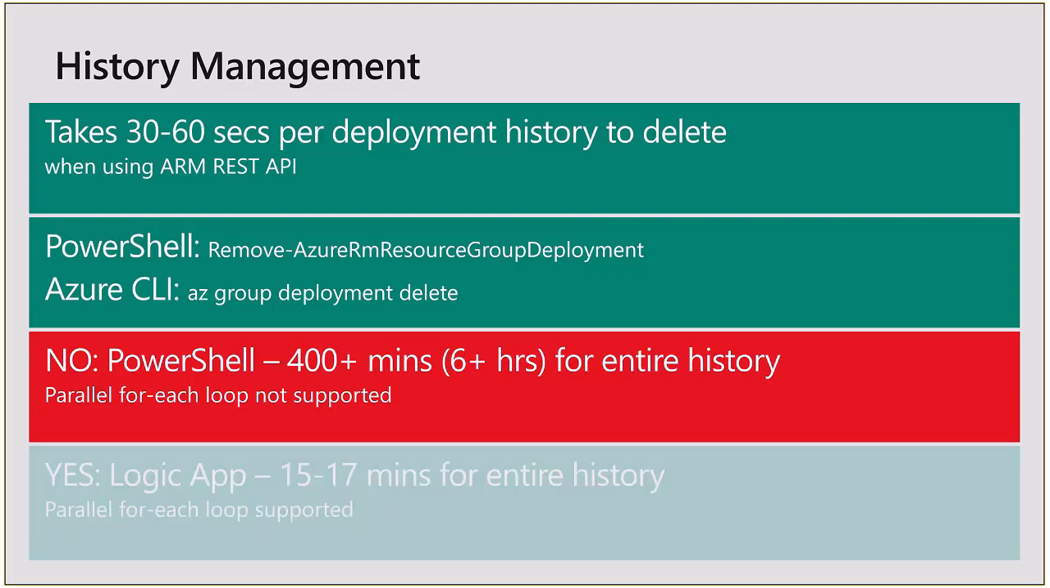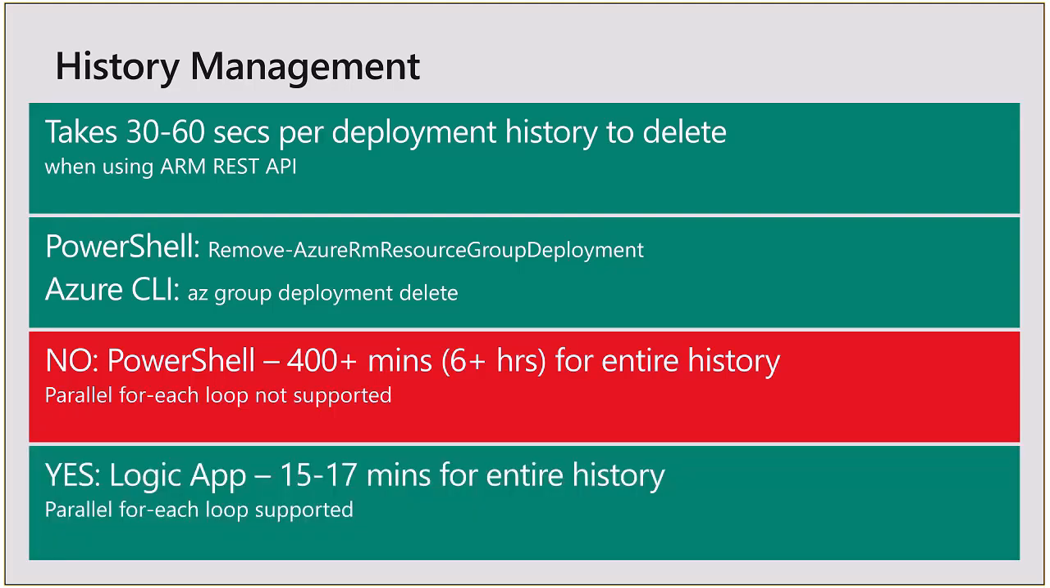But instead of using PowerShell, we can use the logic app because logic app supports parallel execution within the loop up to 50 times. So if we maximize the for each loop up to 50, instead of taking 6 hours, it takes about 15 to 17 minutes to delete all 800 histories.